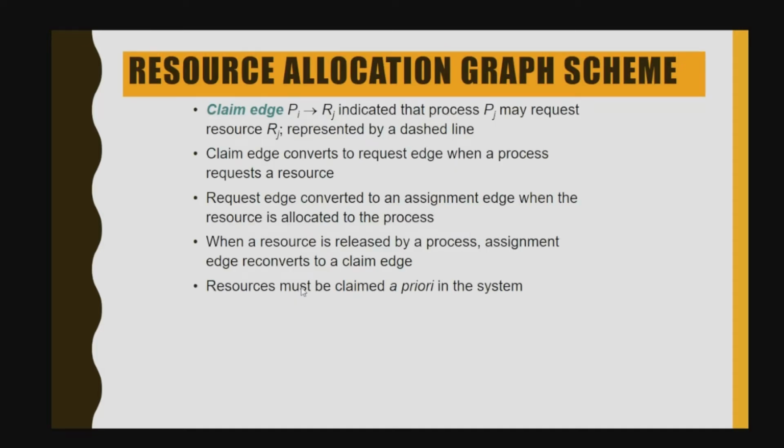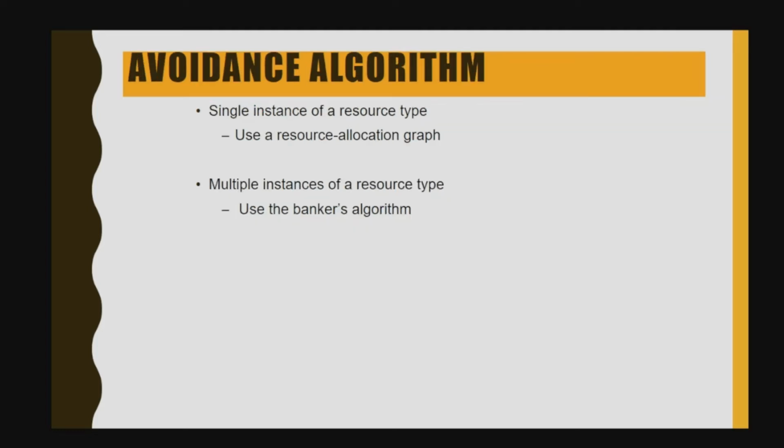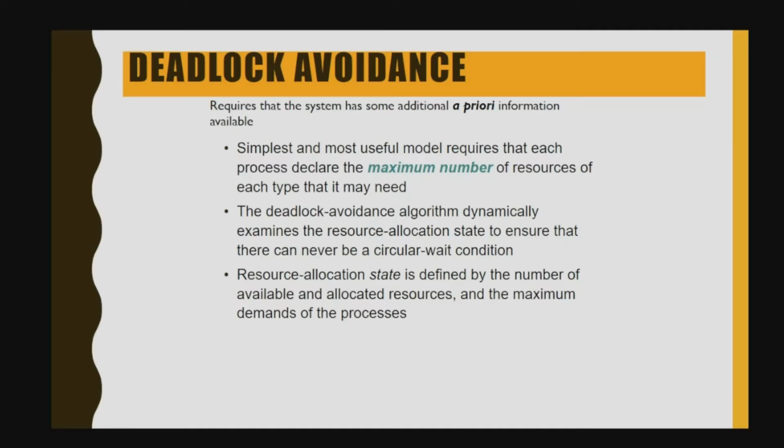Resources must be claimed a priori in the system, because in this avoidance algorithm we need to have additional a priori information.